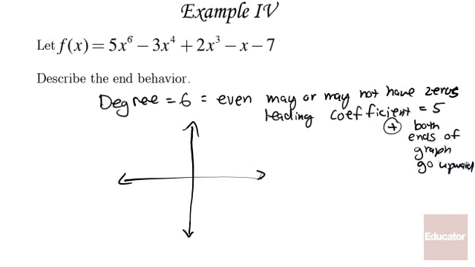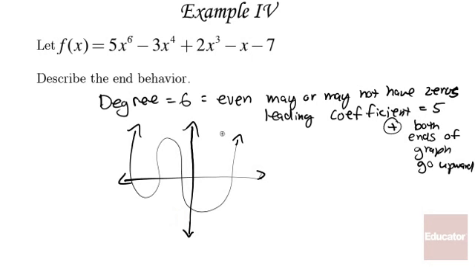Just like with a parabola with a positive leading coefficient with quadratic functions. So this is to the 6, so it's going to be more complex, but just schematically, the idea is that, and it may or may not have zeros, the idea is that both ends will face up.